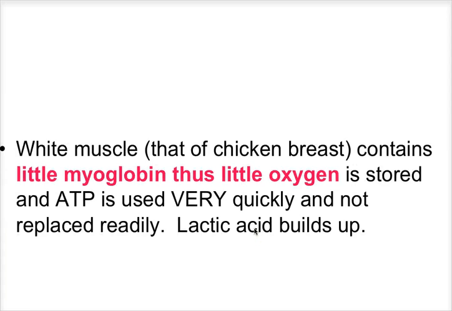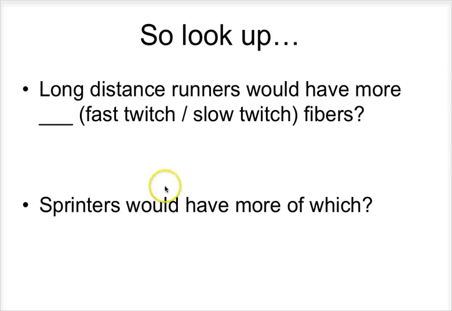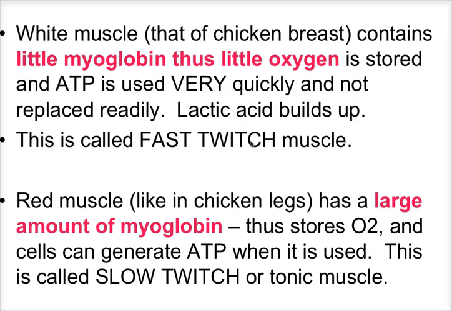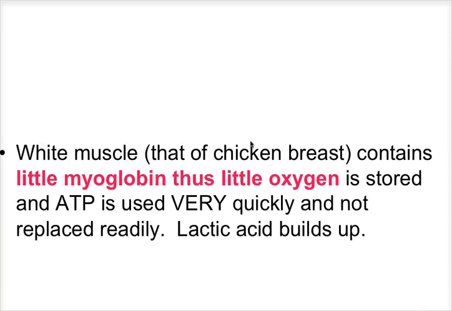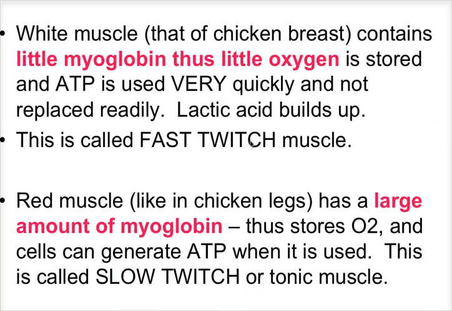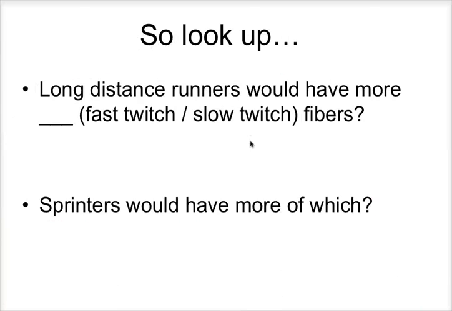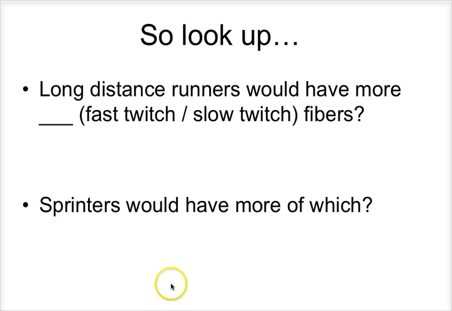It's kind of hard to explain. But I want you to look up, long distance runners, do they have more fast twitch or slow twitch fibers? Sprinters would have more of which? So I need you to think about that based on the color of the muscle. Think about where humans have white meat. If I was going to cook you up, where would the white meat be? Don't get grossed out. I'd have to cook you really well. So that concludes our notes on that.